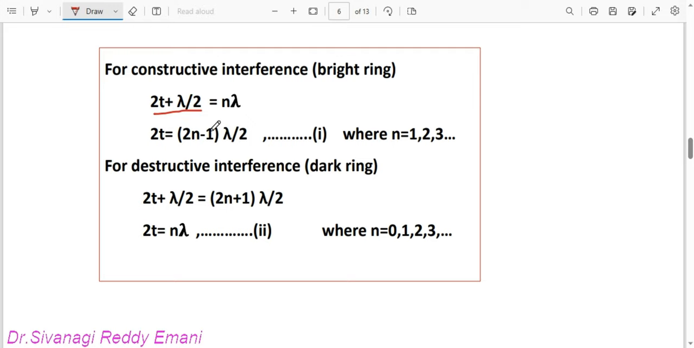Once we equate to nλ, 2t is equal to (2n minus 1) into λ by 2. For n is 1, 2, this is destructive interference, in order to form the dark fringes. 2t plus λ by 2 is equal to (2n plus 1) into λ by 2. This is the condition for destructive interference. So equating both, we get 2t is equal to nλ.